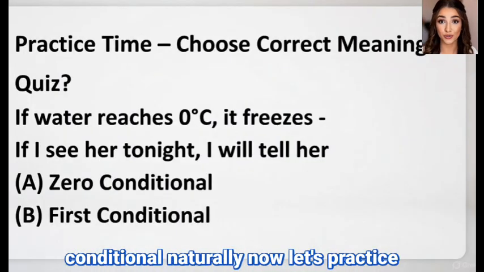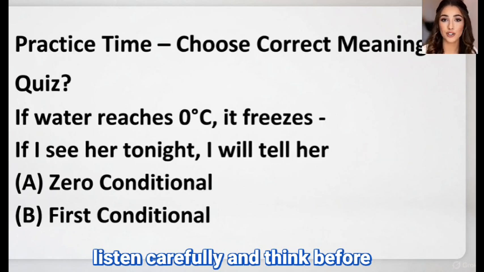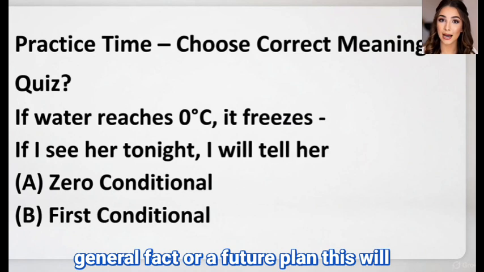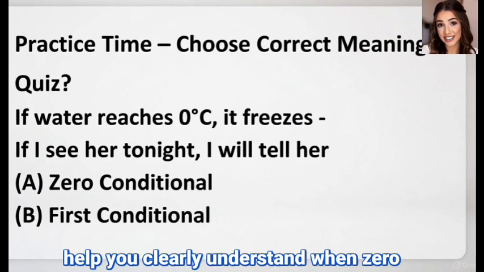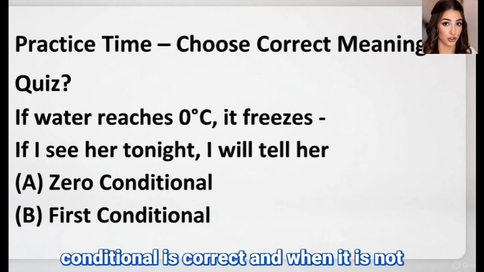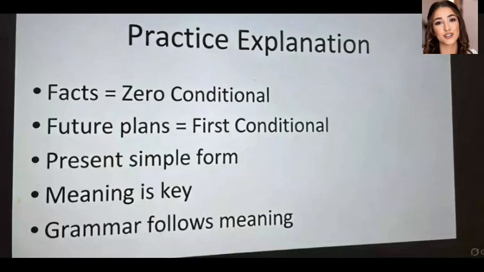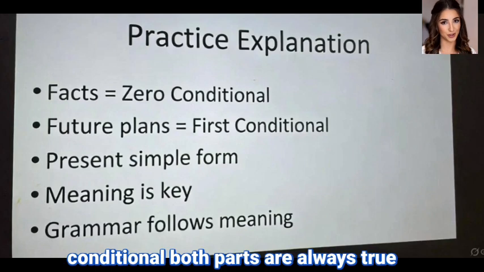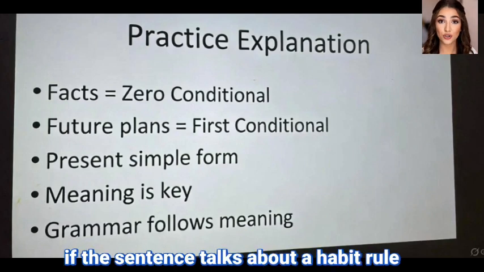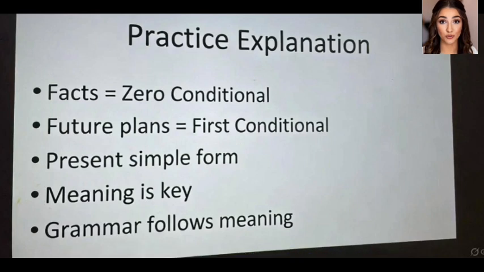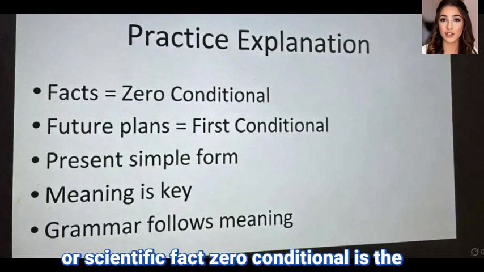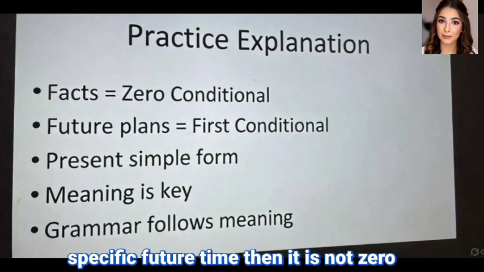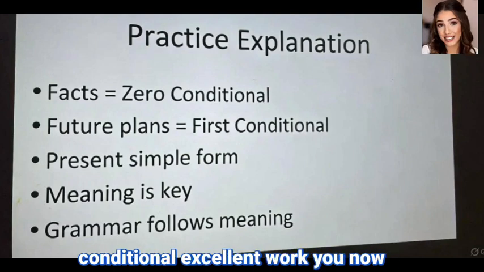Now let's practice. Listen carefully and think before answering. Decide if the sentence shows a general fact or a future plan. This will help you clearly understand when zero conditional is correct and when it is not. Let's check the answers together. In zero conditional, both parts are always true. If the sentence talks about a habit, rule, or scientific fact, zero conditional is the correct choice. If it talks about a specific future time, then it is not zero conditional.